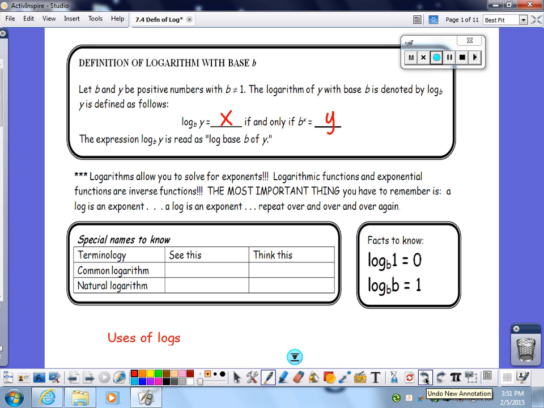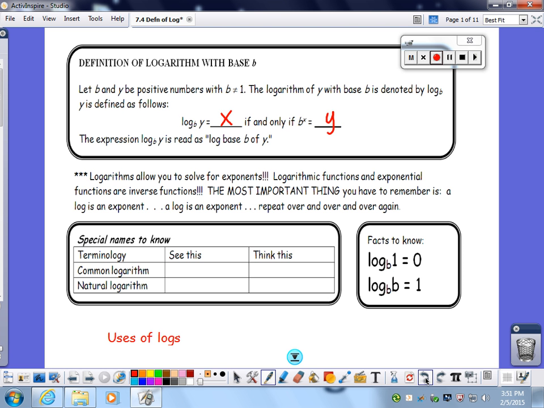Now, logarithms allow you to solve for exponents. So we're going to be solving equations eventually with logarithms and exponentials. Logarithm functions and exponential functions are inverses of each other. The most important thing you have to remember is a log is an exponent. A log is an exponent. So repeat this over and over again. Like I said, a log is another way of writing an exponent.